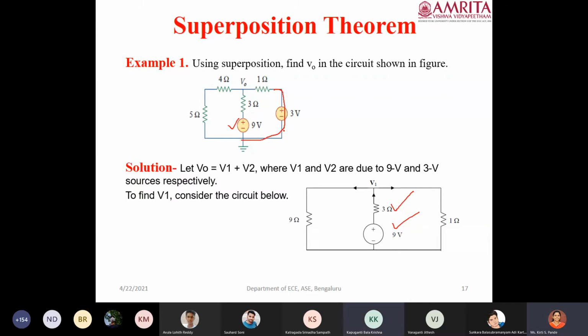Ma'am, the 4 ohm resistor is not there. I will tell you, 1 minute. Let's talk about the right side first. Is it okay towards the right hand side? Yes, ma'am. Please understand the meaning of turning off. I am turning off the 3 volt independent source, which means I am shorting it.